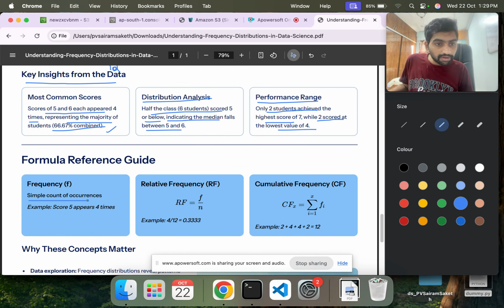So these are the formulas. Frequency is a simple count of occurrence: 5 appears 4 times. Relative frequency means how much percentage of that particular value is in the data set. Cumulative means if you combine two particular things, what will be the percentage that comes. So this is nothing but the cumulative frequency.